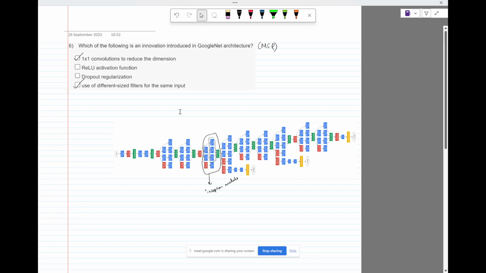ReLU activation was introduced much before, and dropout was also introduced much before. So these were the two things which came with the GoogleNet architecture.